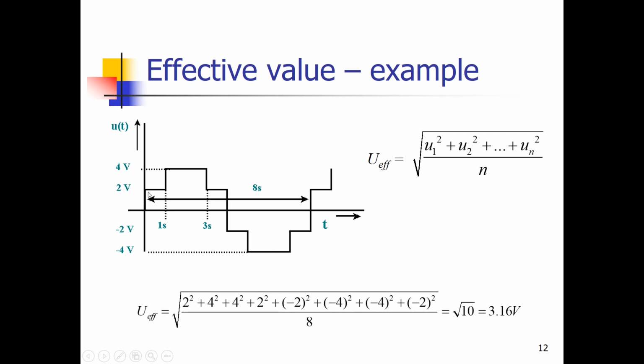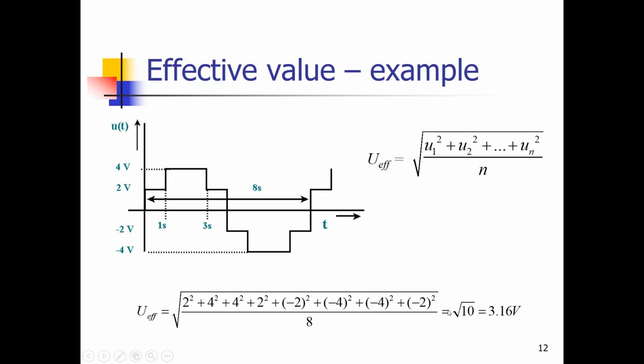Well, this is 2, so this is squared, 2 squared. Here in this piece it's 4 squared, here is 4 squared, here it's 2 squared, minus 2 squared, minus 4 squared, minus 4 squared, minus 2 squared, and then we have used the complete period. Then we add them all up and divide it by the number of pieces, which is 8. So then we have the mean value, and then we take the square root of it, and then we have taken the complete RMS value.